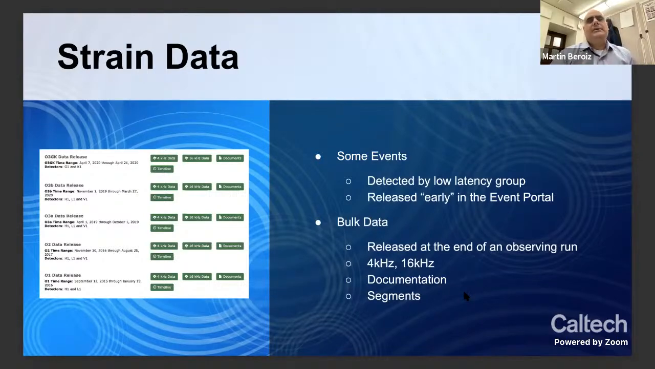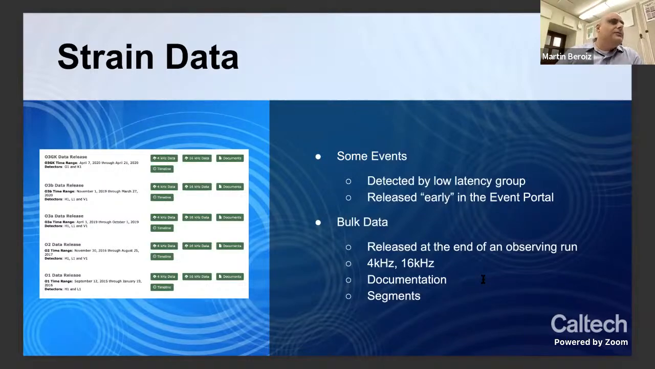And the other type of public release is basically done at the end of an observing run, and that is the whole bulk data of the whole run, all the strain data for all times, whether there's a detection there or not. And this bulk data is released in 4 kilohertz and 16 kilohertz sampling rates, along with documentation and the segment information. But like I said, this is typically done at the end of an observing run.